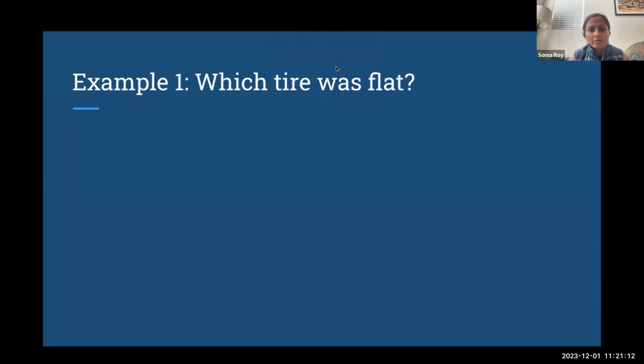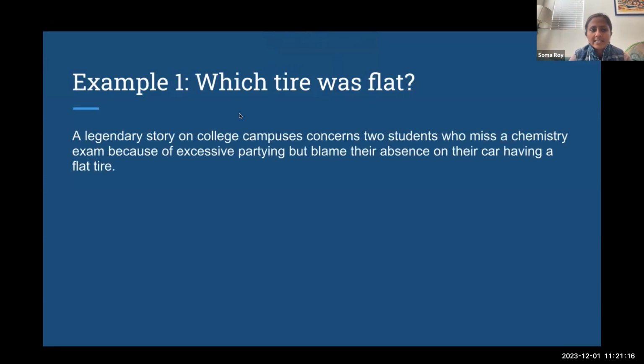in the beginning of the quarter or the term, this is an example that I use where we talk about this story. A legendary story on college campuses concerns 2 students who missed class, actually a chemistry exam, because of excessive partying, but they claim that it was because their car had a flat tire.